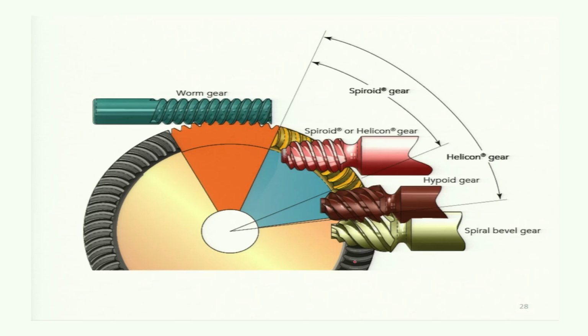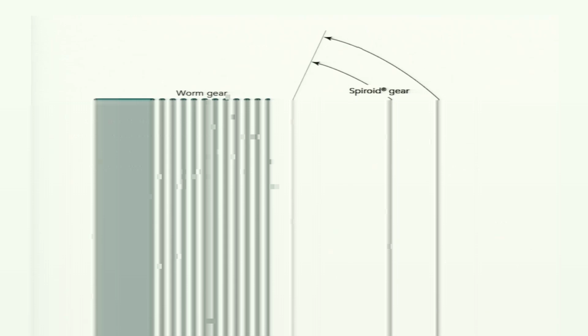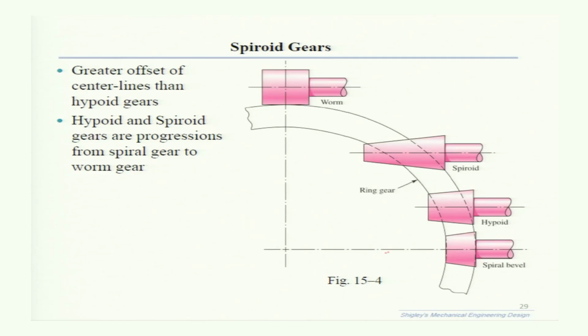Now see how with the change in position of the pinion, the gear changes. If it is along the axis, then it is a spiral bevel gear, then it comes to spheroid or helicon gears, and later on, again the same thing is shown. If the axes are intersecting, then spiral gear. Now if some offset is there, you are moving further, the shape is changing, it becomes spheroid, and later on if it is perpendicular it becomes worm gear.